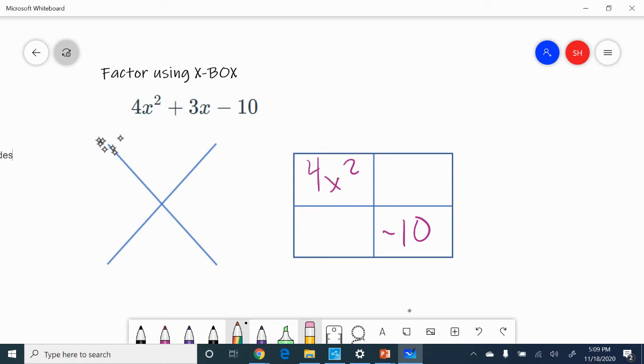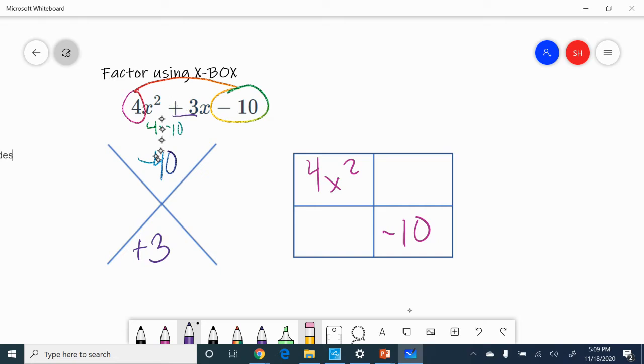So to do that, we're going to do the magic X. We're going to multiply 4 times negative 10, and we get negative 40 on the top. And then the bottom is going to be that middle term, a positive 3. So it's really important that you make sure you write the correct signs.